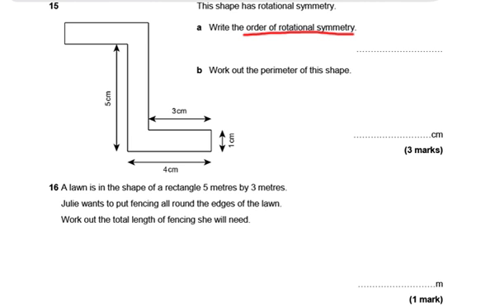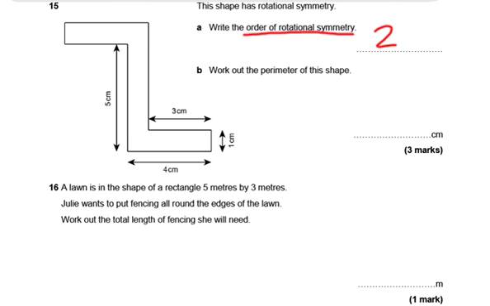the same? Now it's a bit like a Z shape, this shape. If you rotated half a turn, it would look the same, and then a full turn, it would look the same again. So altogether, in a full turn, it repeats itself twice. So the order of rotational symmetry would be 2.